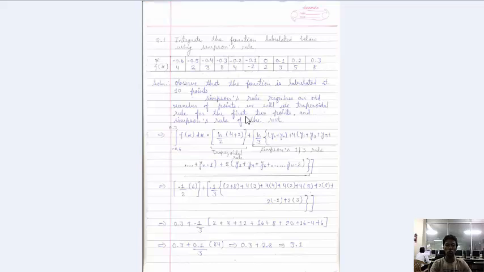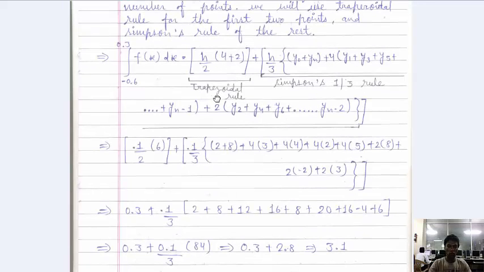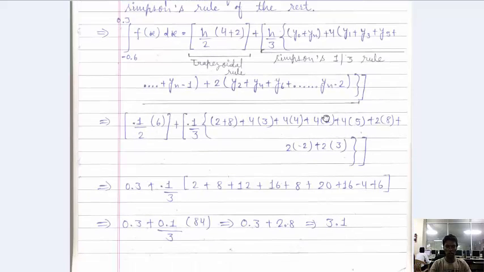We will use the trapezoidal rule for the first 2 points and Simpson rule for the rest. Here we use this trapezoidal rule formula, and here we use the Simpson 1/3 formula. Now we put the values in the formulas: 0.1 by 2 into 6 in the trapezoidal formula, plus 0.1 by 3 into the rest of the values in this Simpson 1/3 formula. By solving this, we get the answer 3.1, and this is the answer.